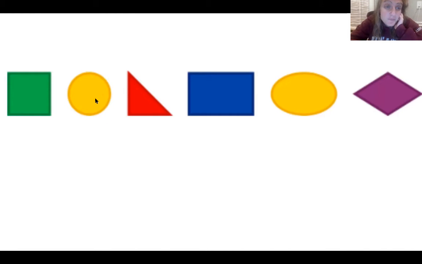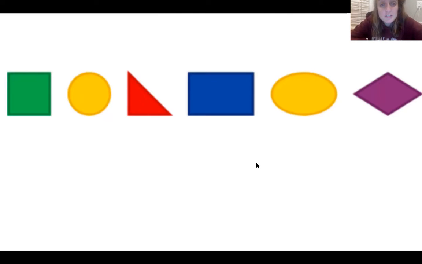Take a look at this shape. This is a circle. This shape right here is a triangle. This shape right here is a rectangle. This shape right here is an oval. And this shape right here is a rhombus. We're going to be spending the next couple weeks really learning and exploring and observing these shapes. But today we have a very exciting activity to do where we just get to play with these shapes.